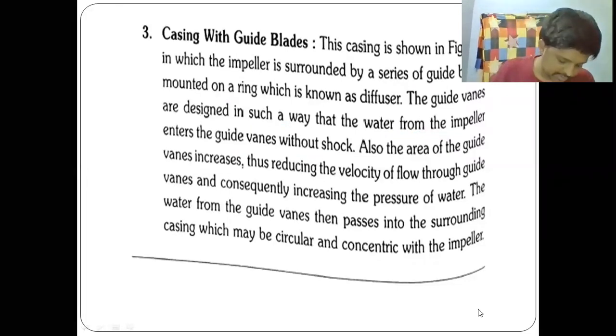So we have seen three types of casings. The first one is volute, the second one is vortex, and the third one is casing with guide blades. Okay.